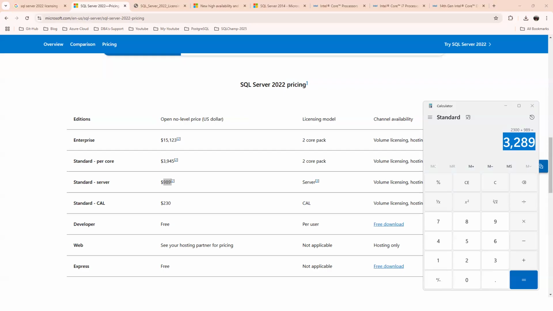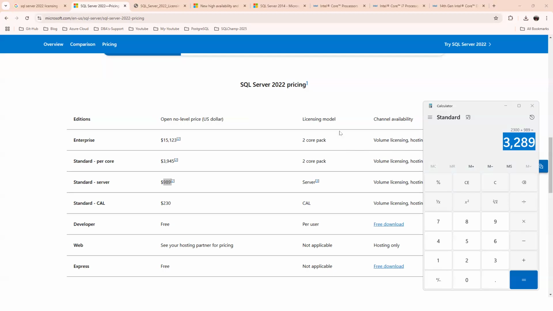So these are the two most popular licenses available, sir. One is Enterprise Edition, one is Standard Edition. Core-based license and Server+CAL based license. And mostly Developer Edition is free, Web Edition is also almost free, Express Edition is also almost free, Evaluation is also free. Microsoft is going to track this with the help of volume licensing keys.